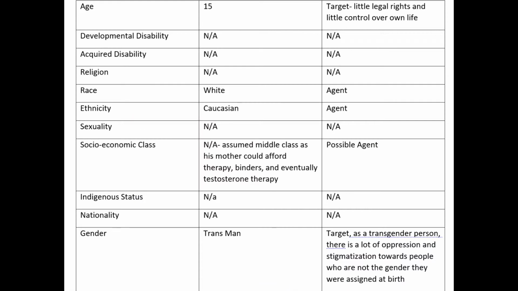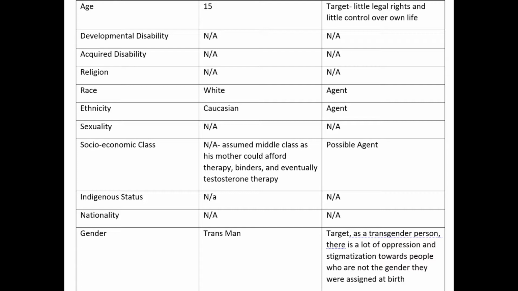Okay, so A is for age. We know that Michael is 15. Now, as a 15-year-old, Michael is a minor, which means that he is a target due to his lack of rights and legal power. His mother is the one who has the final say on his health care and well-being.